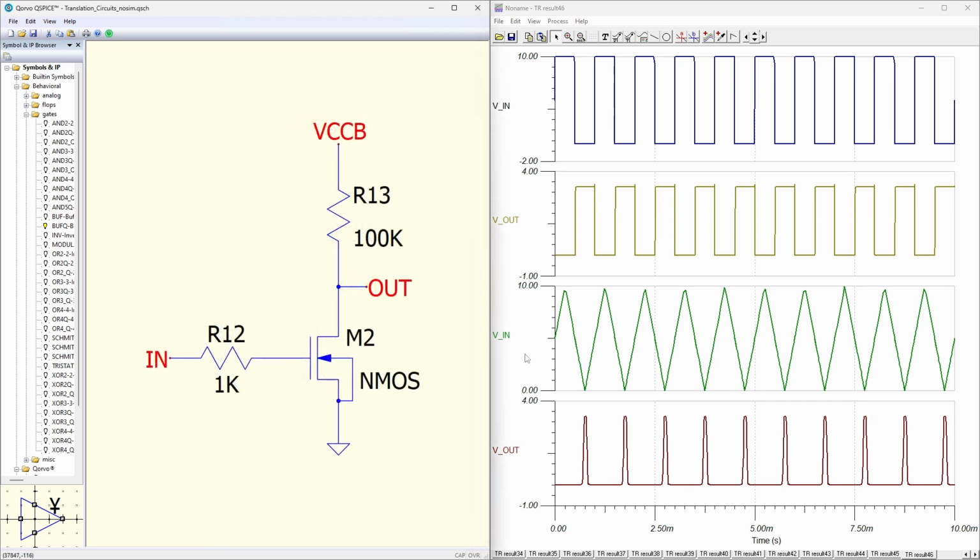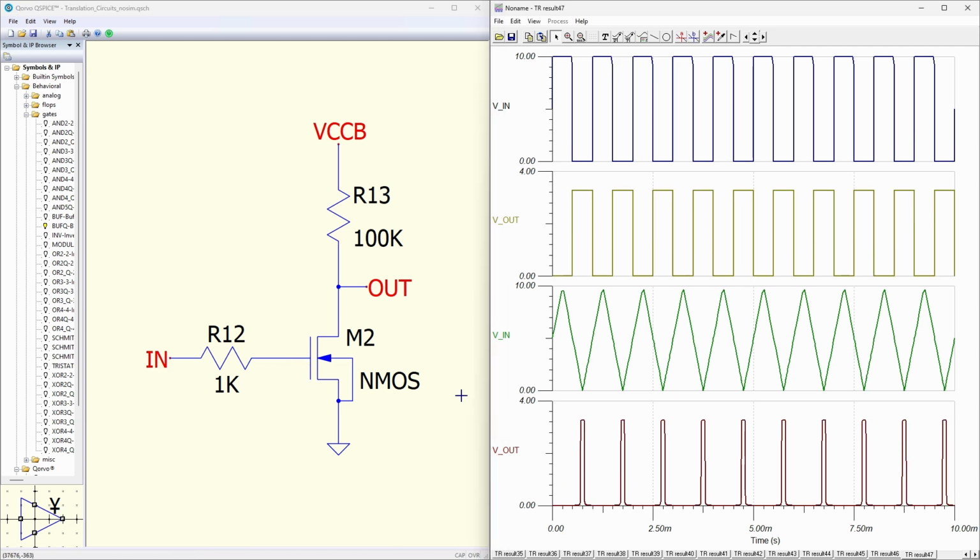If we trade out the BJT for a MOSFET, we get basically the same circuit, but now no current goes from the input into the MOSFET. Generally speaking, you still want to have a resistor here because there is a significant amount of gate capacitance on a MOSFET, and whatever you're driving that input with, you want to protect from overcurrent as it charges the gate of the NMOS. After running the simulation with the MOSFET, we can see that we get the same results.